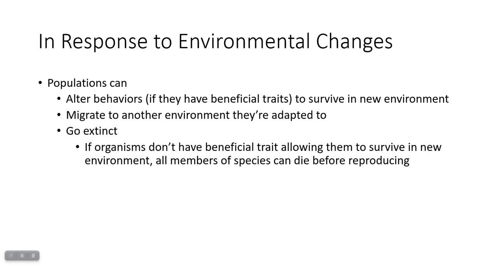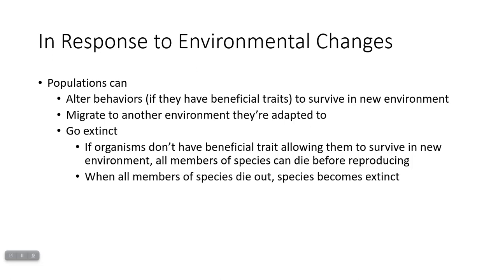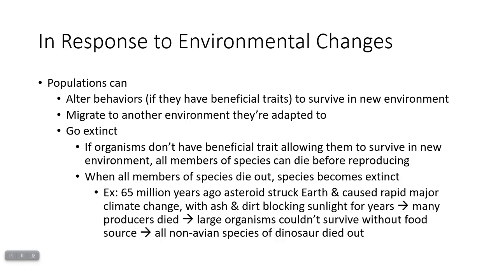Now, if organisms don't have any beneficial traits that will allow them to survive in their new environment, then all the members of that species can die before they get a chance to reproduce. And when all members of a species die out, that species becomes extinct. So, what's an example of that happening? Well, 65 million years ago, an asteroid struck the Earth. Amongst some other changes, this caused some rapid climate change.